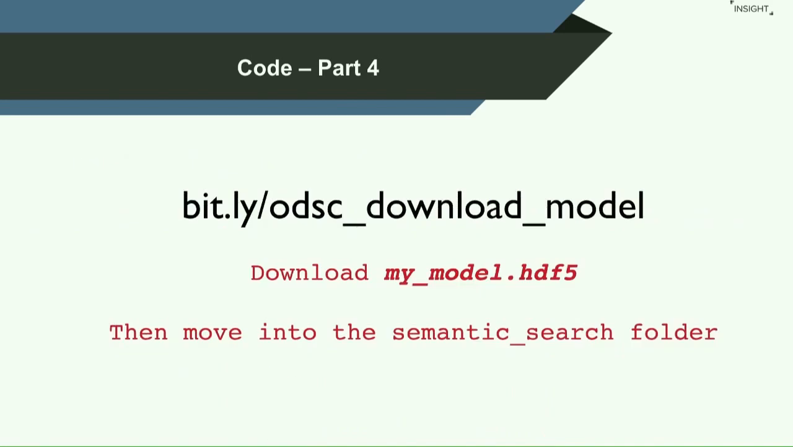And this is if you want to go and actually download a pre-trained model that you can use directly here. If you go to bit.ly, I use underscores here, ODSC_download_model, you'll actually go to a Google Drive page, which not only has the current repo that's live in the GitHub with all the information that you'll need, you can also download my model, my_model.hdf5. This is just a storage format. This model is pretty large, about 500 megabytes, but if you start this now, you can move it into the semantic search folder.